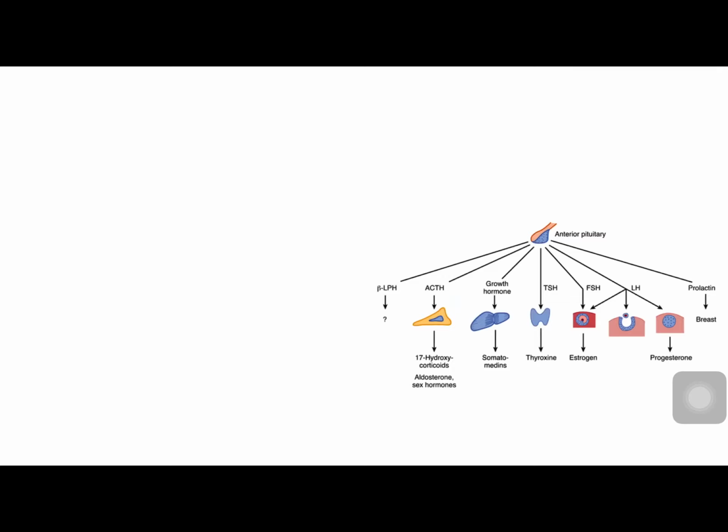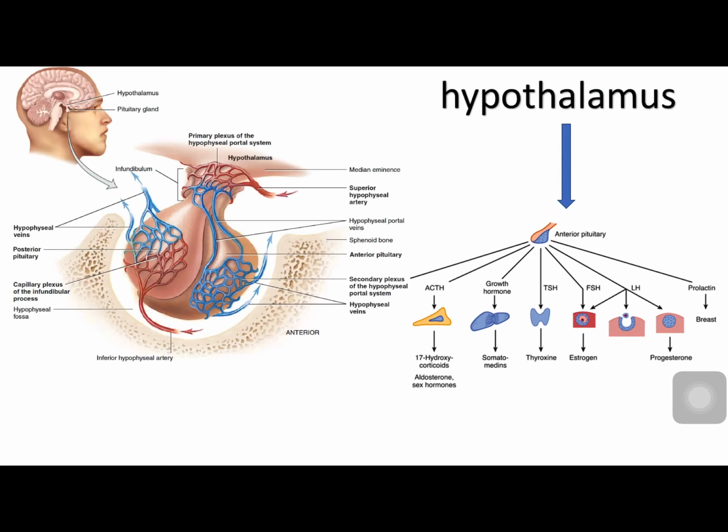From times immemorial, we have known that the pituitary acts as a major endocrine gland, also called the master of all the endocrine glands. But now it's no more, because now we know that it itself has a master, that is the hypothalamus. Now where is this hypothalamus present?